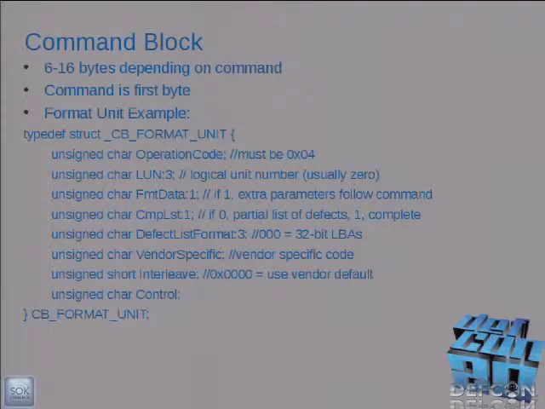Right. So for example, if I wanted to format a unit, I'm going to have a command block. It looks kind of like this. The first byte is always going to be a command code. Again, what am I supposed to do? I have to know what the command is to know how much more I should really be looking at anyway. What's the logical unit number, et cetera, et cetera.